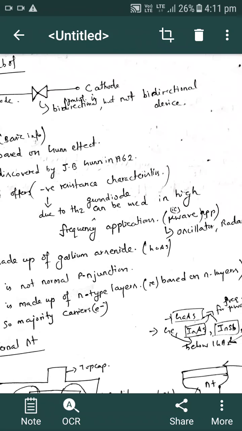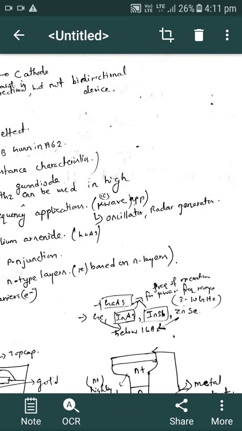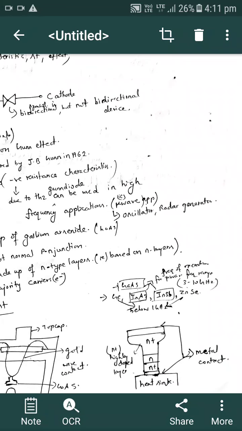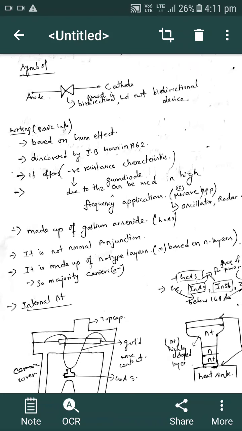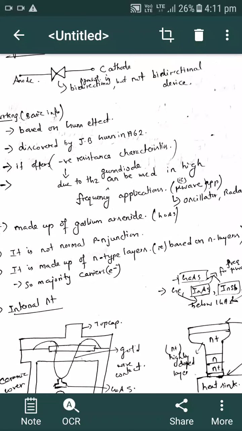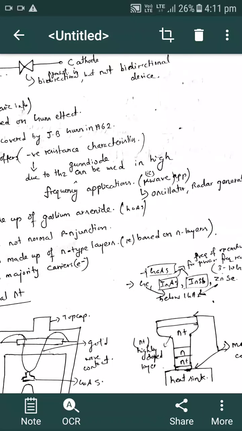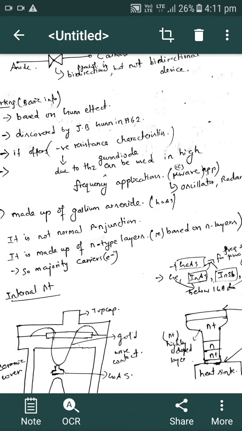Due to this negative resistance characteristic, the Gunn diode can be used in high frequency applications. High frequency applications in the sense of microwave applications, in the case of oscillators or radar generators. And this diode is made up of gallium arsenide. It is not like a normal PN junction diode. It is made up of only n type layers, which means the majority carriers are nothing but the electrons. These are the basic information about the Gunn diode.